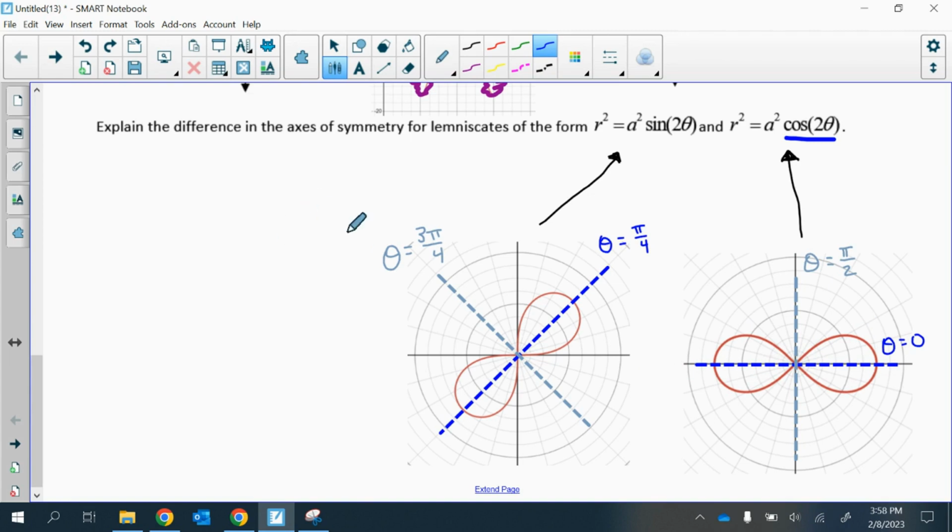So this lemniscate here that has the sine is symmetric over the line theta equals pi fourths. You can also say it's symmetric over 3 pi fourths, because if you fold it over this lighter blue line, this bluish gray line, it would still fold on top of itself. For the cosine, we have the polar axis, or theta equals 0, and it's also symmetric over theta equals pi halves.